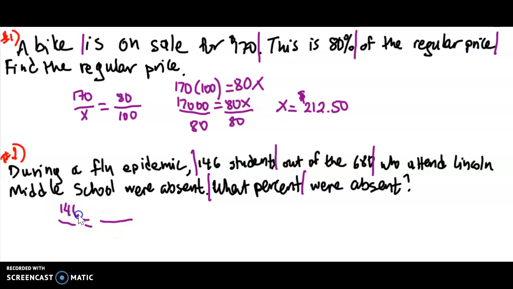The is number is 146. The off number or the base number is 680. And I don't know the percent. I need to solve for x.